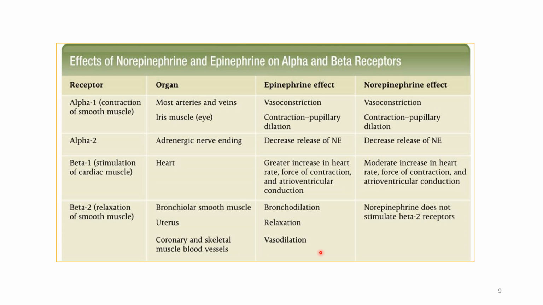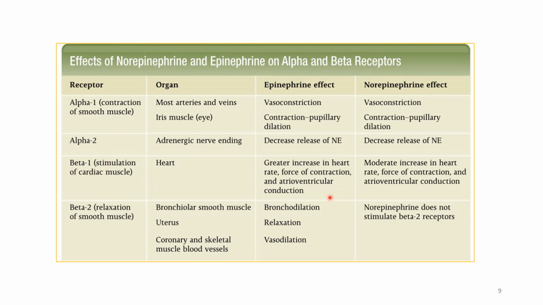So we have effects on alpha 1, alpha 2, beta 1 and beta 2 receptors. Alpha 1 is causing contraction of the smooth muscle, whereas beta 2 is causing relaxation of the smooth muscle. Beta 2 is having only epinephrine effect. And here alpha 2, adrenergic nerve endings.